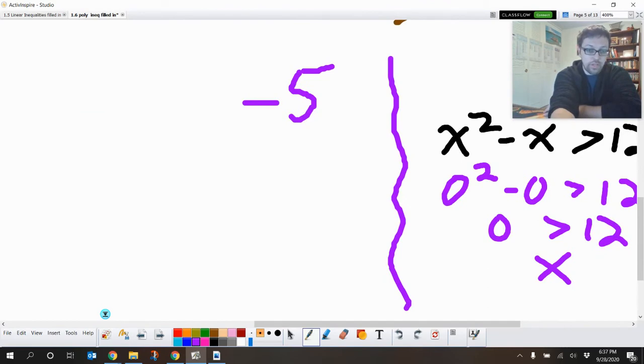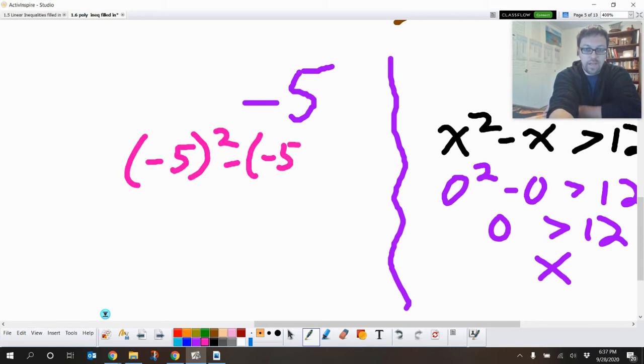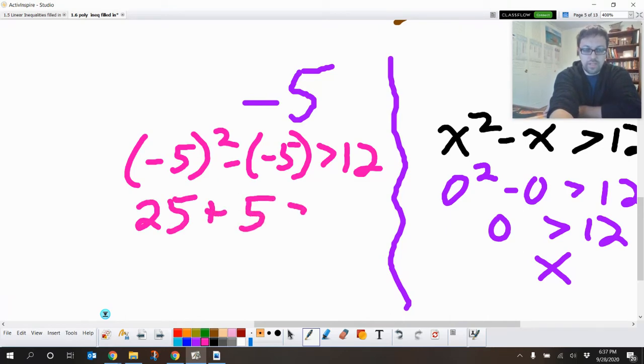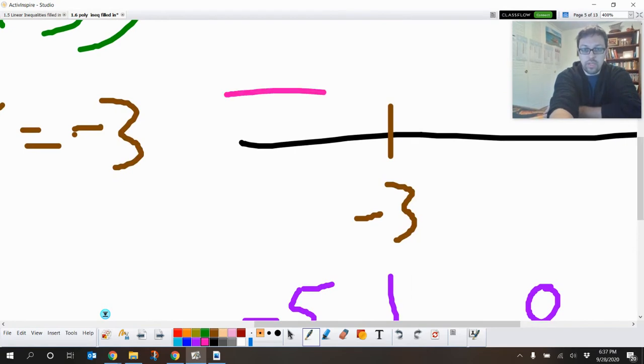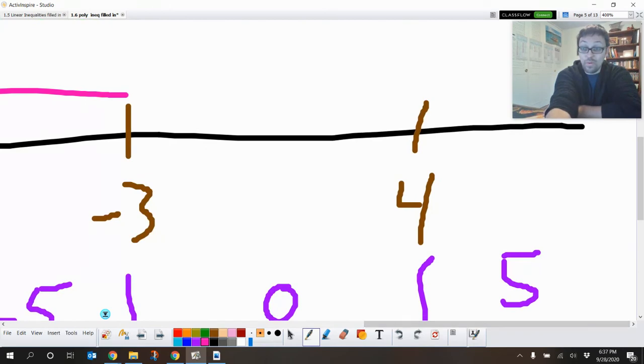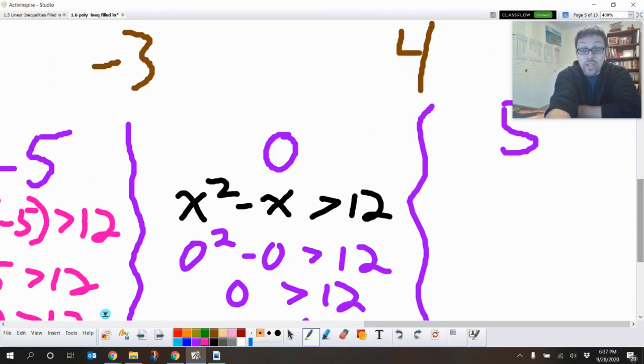If I try over here with that -5 in my inequality, I would do -5 squared minus -5. I want to know if that's bigger than 12. Well, let's see. I get 25 plus 5. Is that bigger than 12? Yeah, 30 is way bigger than 12. So this is a good place to be. So I want to put some line here. All of those numbers are going to work. Remember, with test points, if one number works, then everybody works. If one number doesn't work, nobody's going to work.